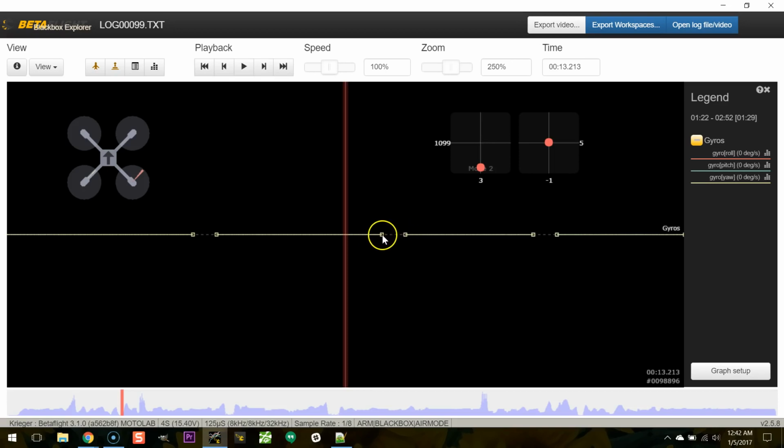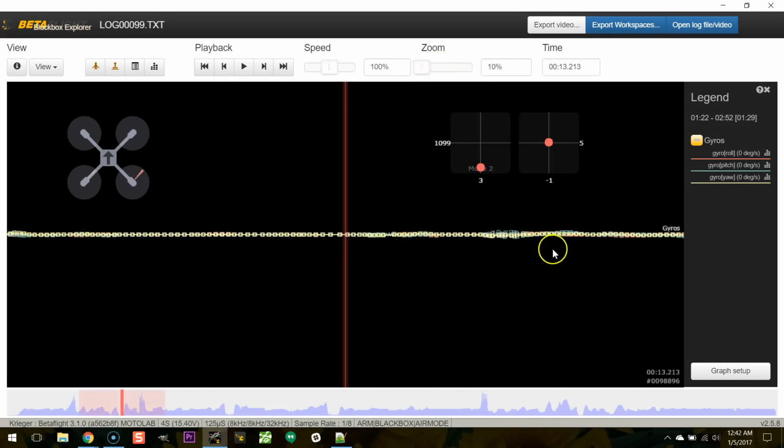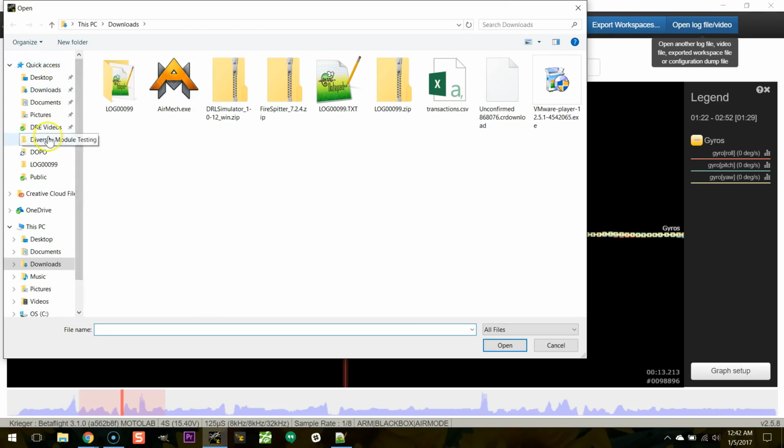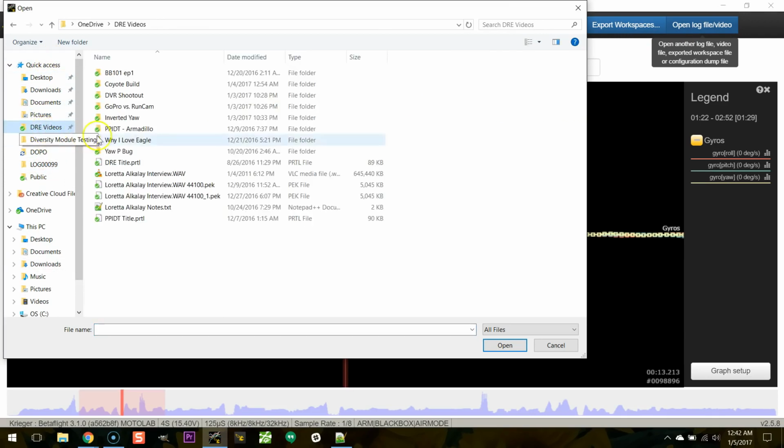But if you do experience this in any case, you need to reduce your logging rate to mostly get rid of these. You may see these occasionally when you do a particularly aggressive maneuver, but if you see, as we do in this file, that there's basically just all the time, that means your logging rate's too high. So this file is not going to tell us anything useful. Let's just see, is there any other file I can get to show you guys?